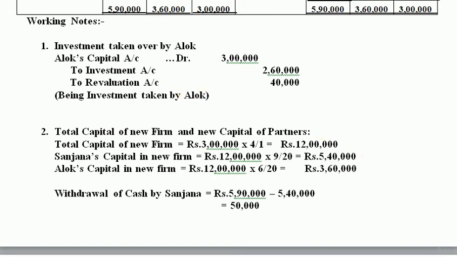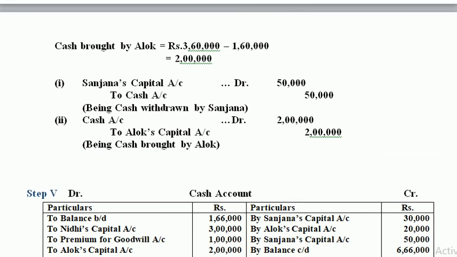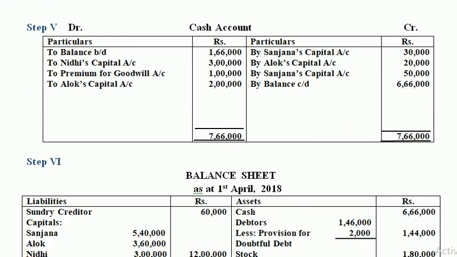And finally, we will move to our next step, step number 5, which is cash account. Since in this question, in the balance sheet, there is no bank account, so all the transactions are to be shown through cash. So if I have written bank anywhere in the calculation, you must treat it as synonymous with cash. So this is opening balance coming from the balance sheet. This is Nidhi's capital 3 lakh. This is premium for goodwill 1 lakh. And we remember this entry of capital adjustment where Alok has brought 2 lakh rupees.